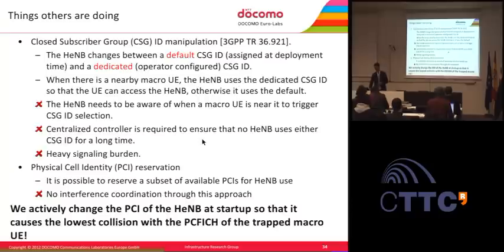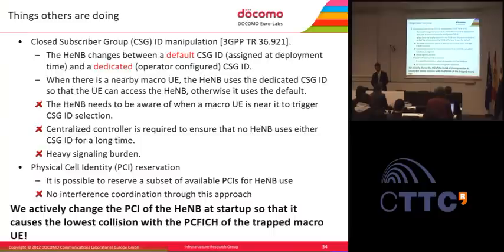Also, a central controller would be required to ensure that no home eNodeB uses one particular CSG ID for a long time. So there's quite a lot of exchange of signals in the system, and this is clearly a non-optimal solution. The other solution would be this physical cell ID reservation. So it's possible that you just save a particular set of the physical cell IDs which can only be used by femtocells. That's okay, but what about the interference coordination? You still can't do anything about that.